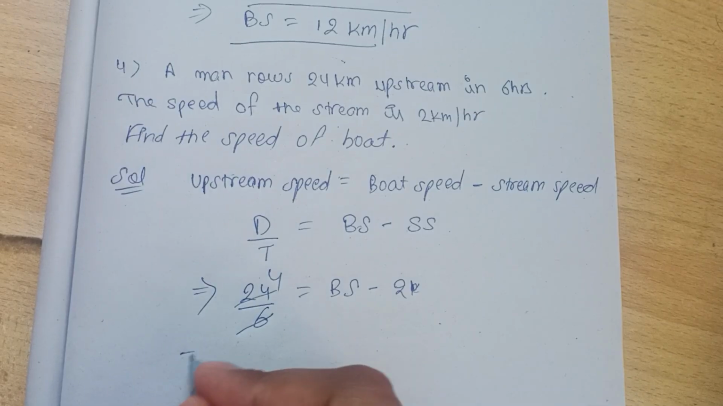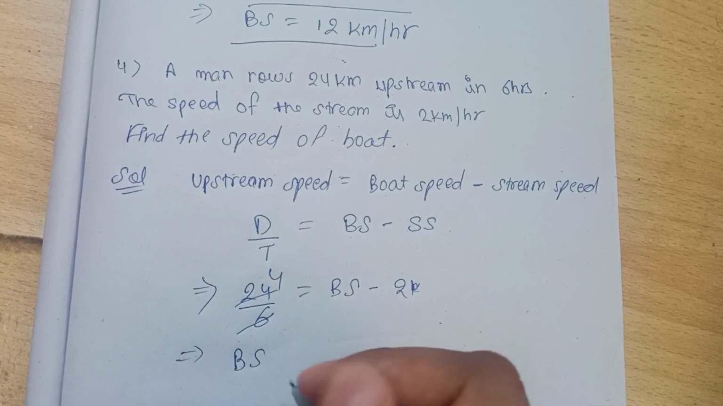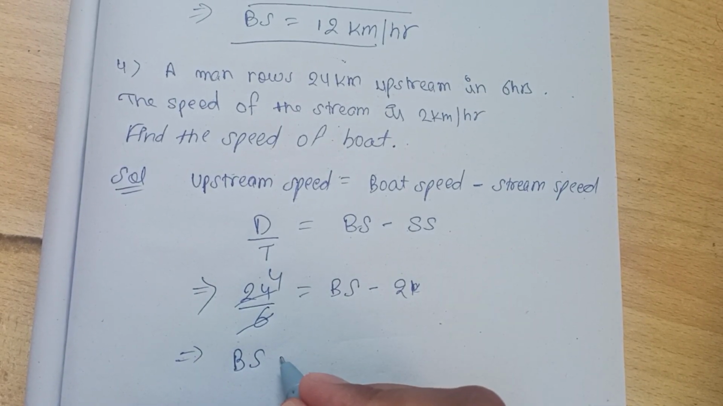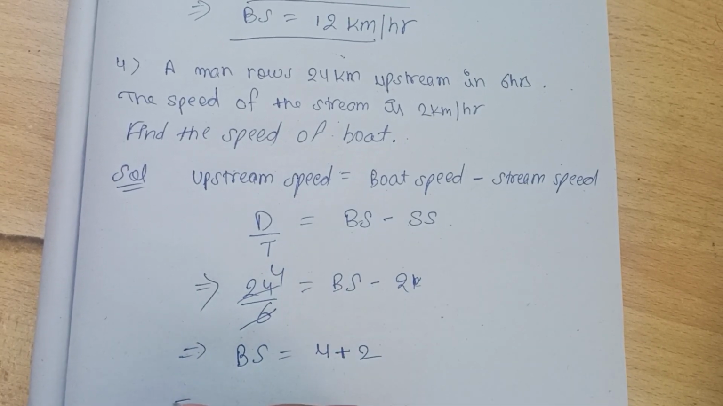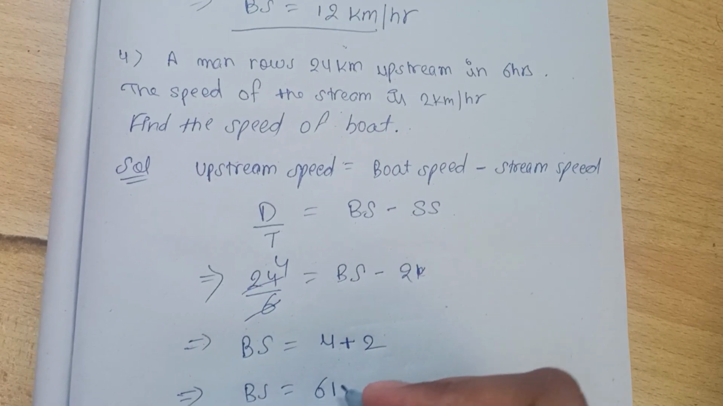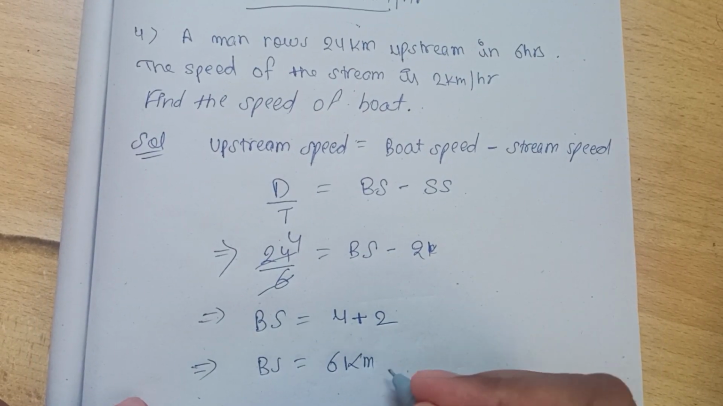This will be 4. So boat speed is equal to 4 plus 2, which is equal to 6 kilometers per hour.